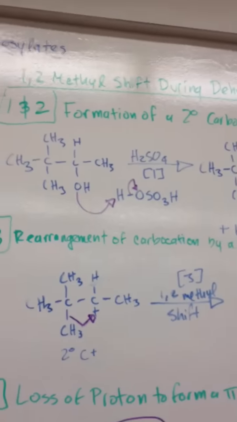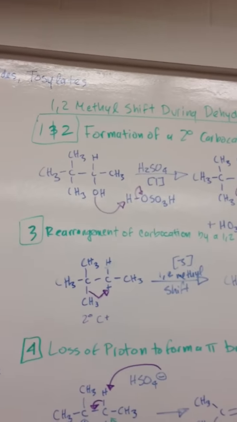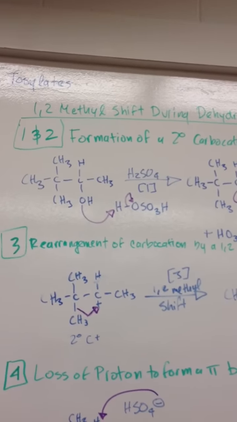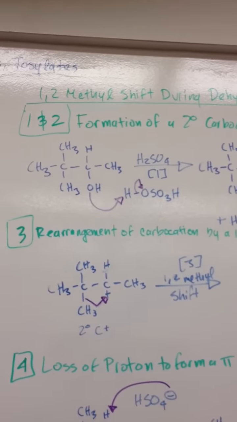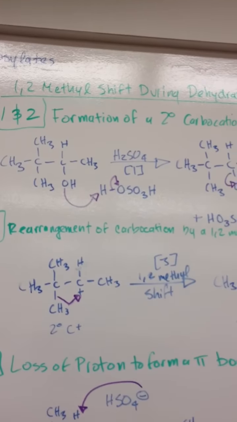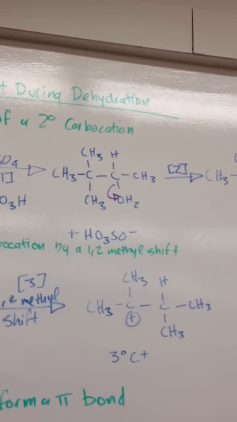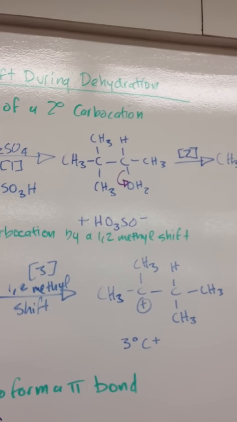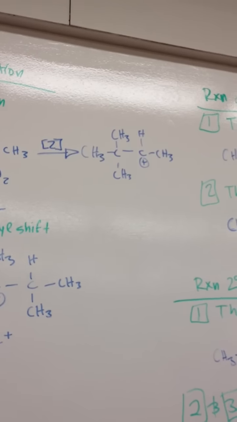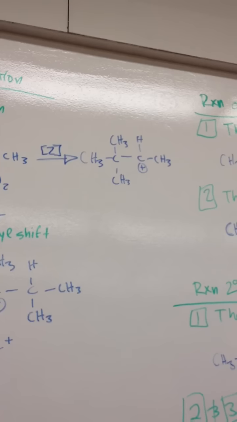Up next is a 1,2 methyl shift during dehydration, which is what I was speaking about earlier. So the first and second step is you form a second degree carbocation. Again, H2SO4 comes in, it donates a hydrogen to the alcohol and it makes HSO4 minus. Then you have the water leave, and then you're left with a carbocation. As you can tell, it's connected to 2 other carbons, which makes it a second degree carbocation.